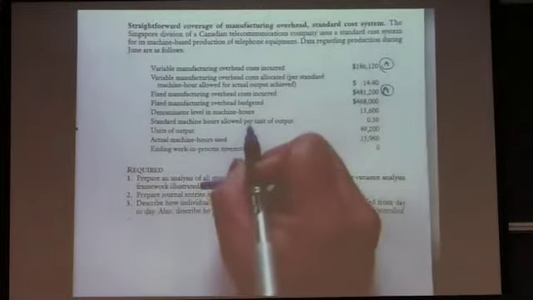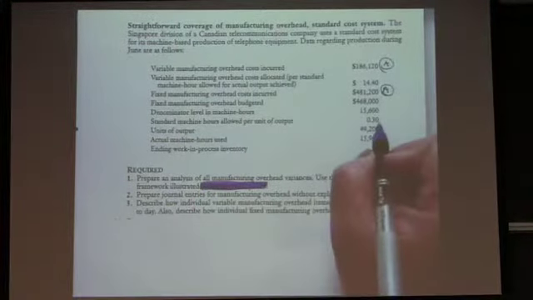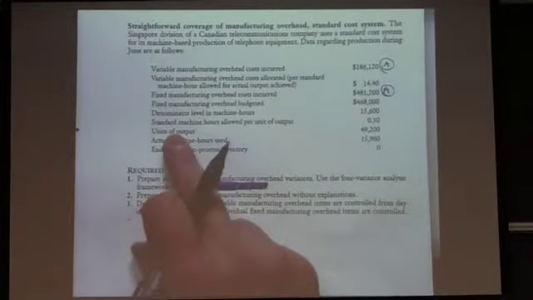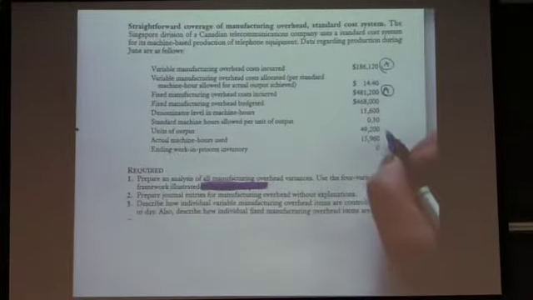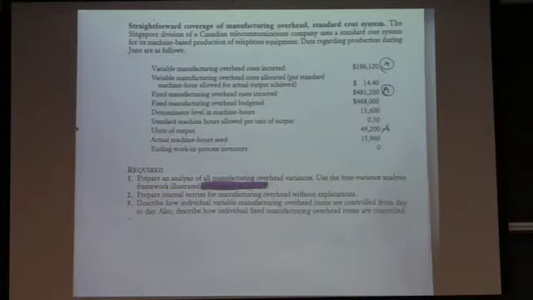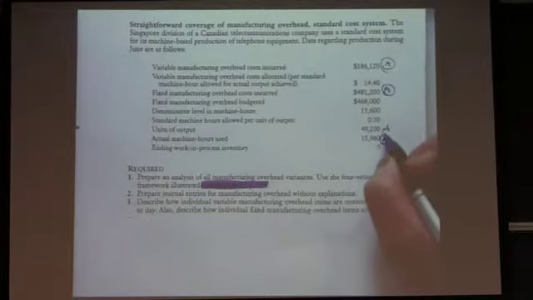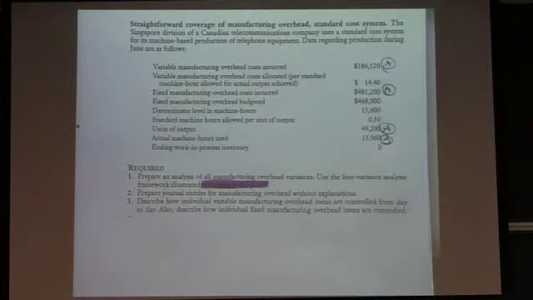Now, the denominator level is machine hours, so that's what we're going to use to allocate. And standard machine hours per actual unit of output is 0.3. We're going to need that. Okay? Number of units of output is 49,200. Actual machine hours used is actuals again of 15,960. And there were no ending work in progress.